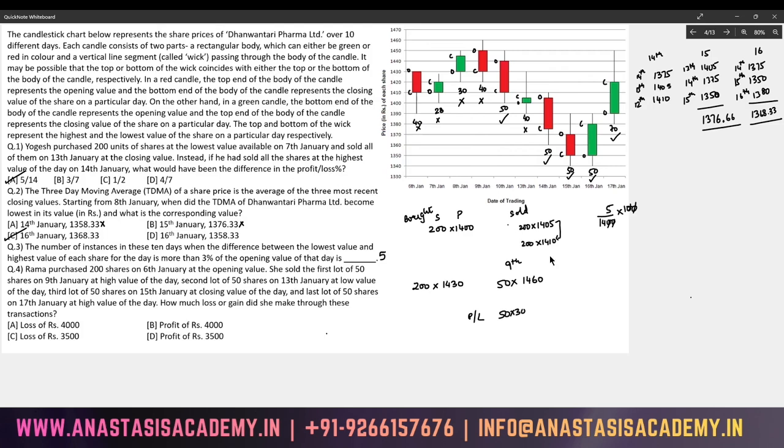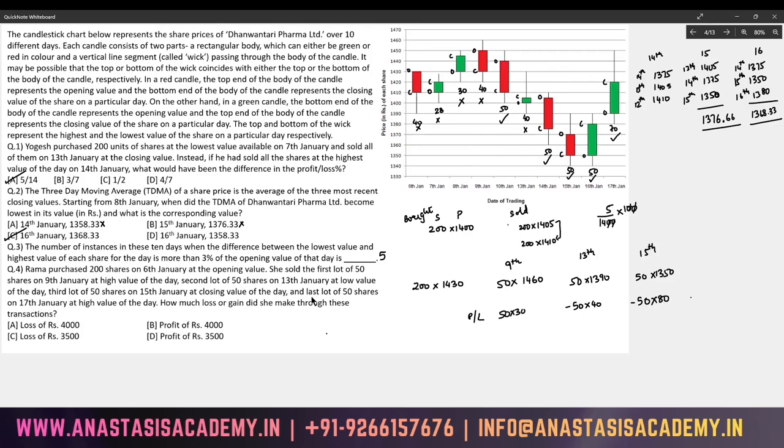Second lot of 50 shares on 13th January, at the low value of the day. 13th January, low value is 1390. So what we had here was a loss of 40 per share. Third lot of 50 shares on 15th January on the closing value. 15th January, 50 shares, closing value is 1350. So again, a loss of 80 per share.